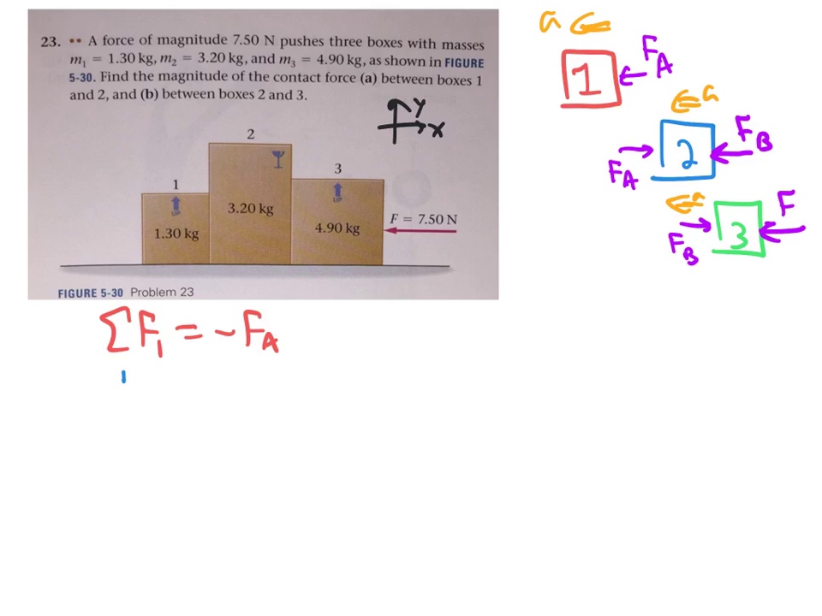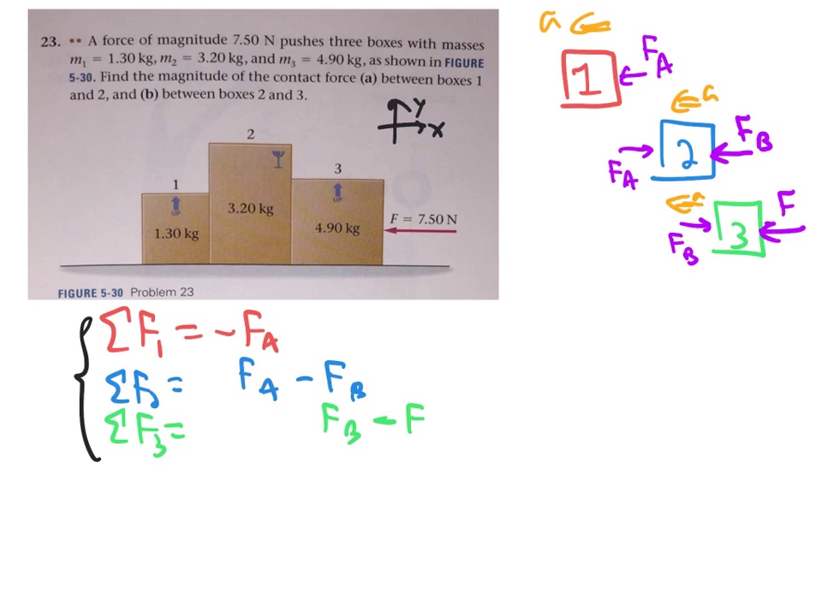Likewise, from the diagram, the sum of the forces on 2, well, there's an FA pointing to the right, and there's an FB pointing to the left, and I'll indicate the leftness with the minus sign there. And then on box 3, there's an FB pointing to the right, and there's F, but it points to the left, so I'll put a minus sign there. These are, as I said before, all coming from the free body diagrams.